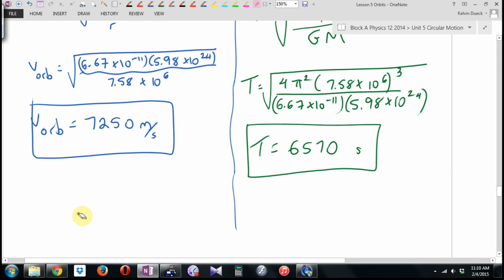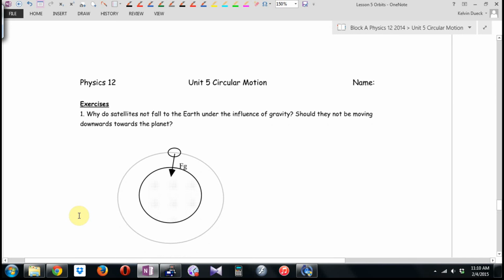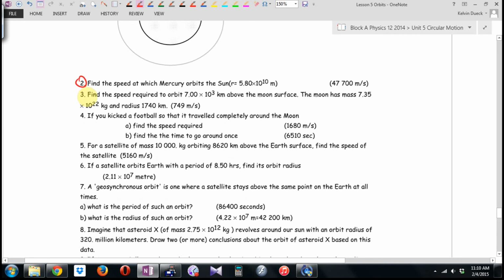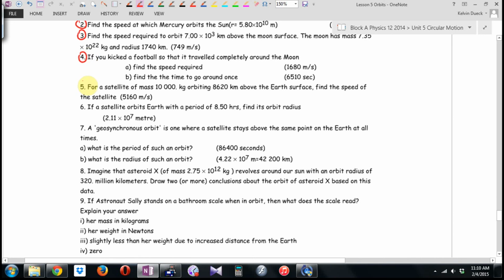Rocket science. What's your homework? Number 1. Number 2. 3 is good. 4 is good. 6 is good.